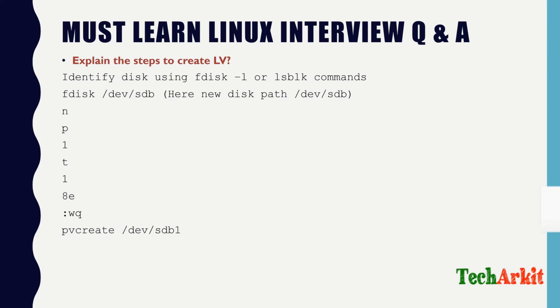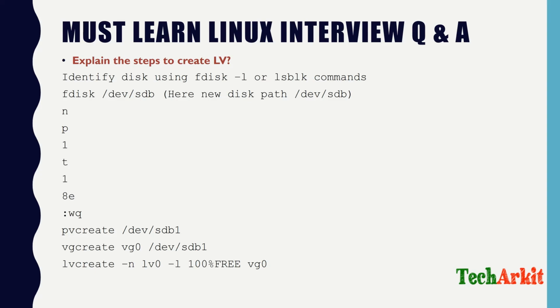Then after that, pvcreate and provide the partition path, and it will create the PV. Then vgcreate, provide the VG name and the PV name. Then lvcreate with -n, provide the LVM name, and -l. If you want to utilize everything, you can say 100%FREE, which will allocate the entire space on that particular VG to that LVM, and provide the VG name.